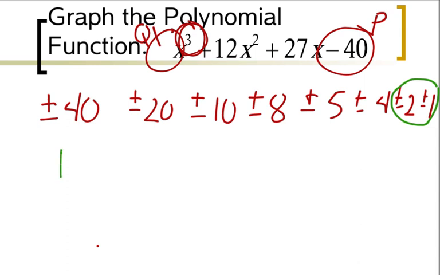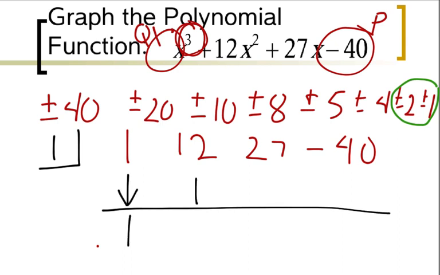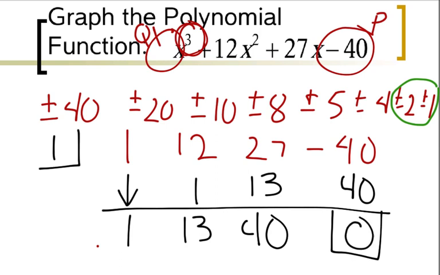So let's start with 1 in synthetic division. The coefficients are 1, 12, 27, -40. Again, I'm trying 1 first. So we bring our 1 down. 1 times 1 is 1. Then I add here, I get 13. 1 times 13 is 13. Then I add there, and I get 40. 1 times 40 is 40. And of course, that gives me 0. So what that means is on the first try, thankfully, I ended up finding one of my roots.